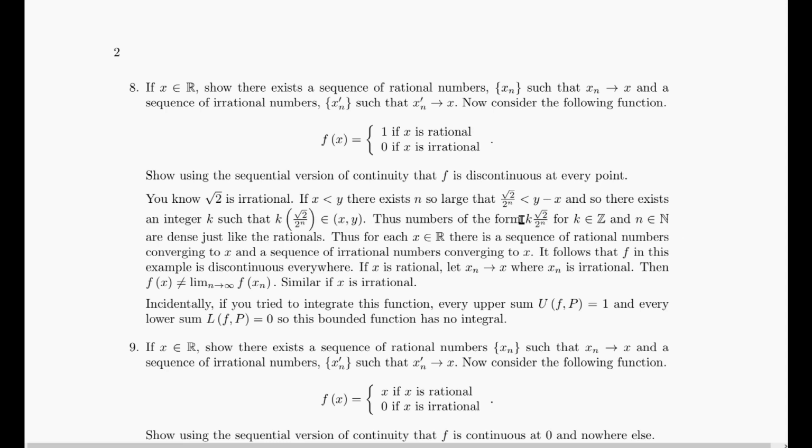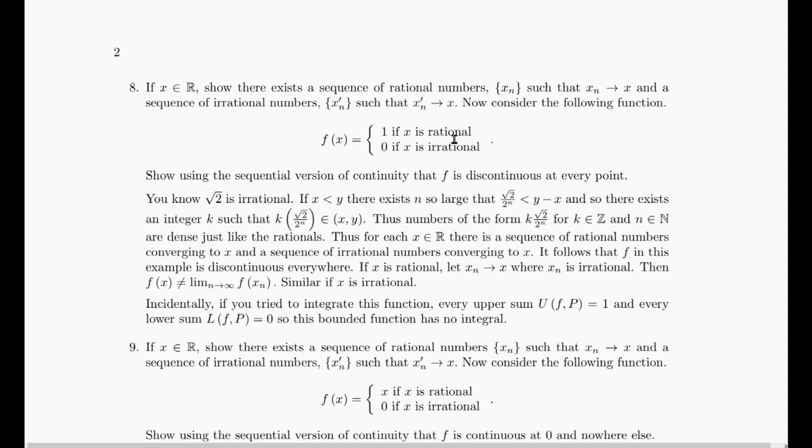Now, I've just shown that numbers of this form are dense, just like the rationals. Each of these numbers is an irrational number because k is rational, 2 to the n is rational, and square root of 2 is not rational. If this whole thing were equal to p divided by q, where p and q are integers, then I could multiply by this integer, the 2 to the n, and divide by this integer, the k, and I would have the square root of 2 equal to a quotient of integers. And it's not. Okay, so that shows you these are irrational and they are dense.